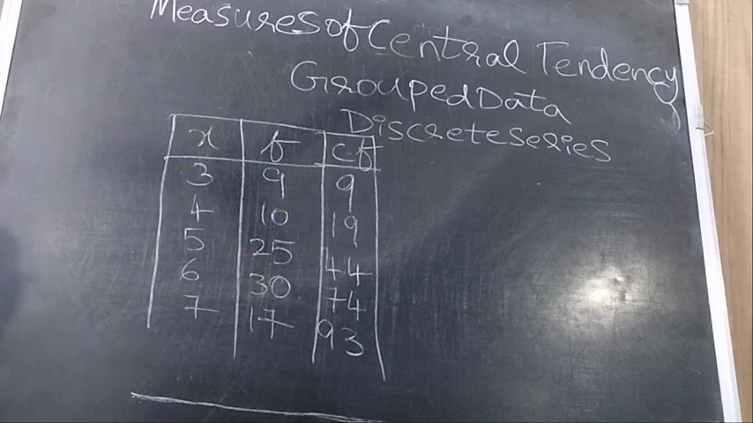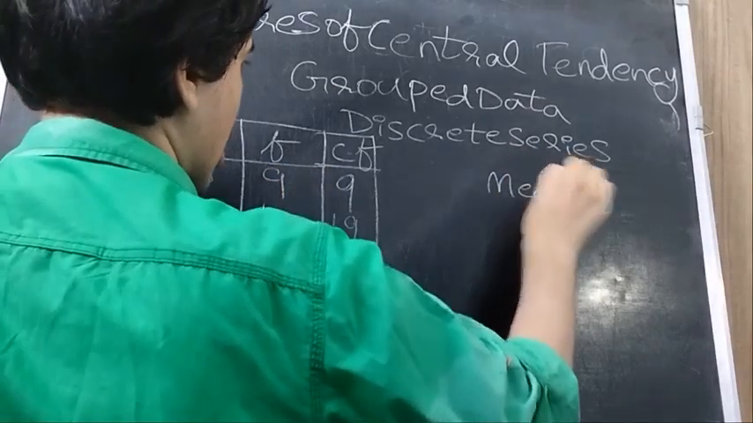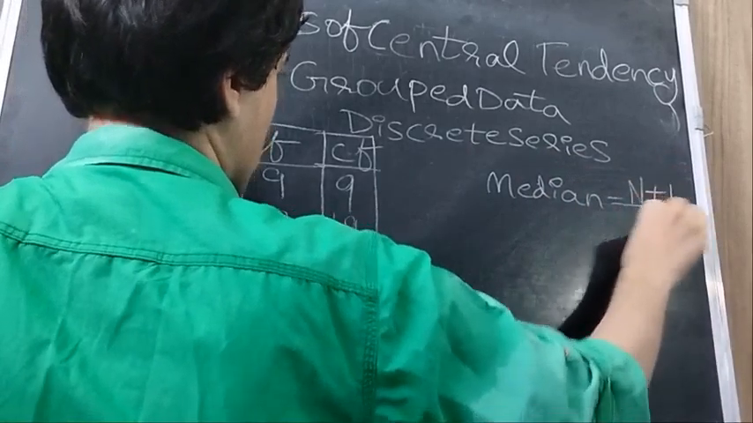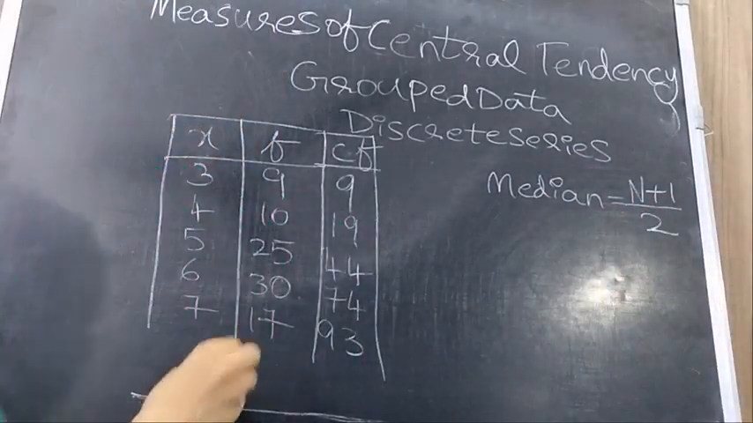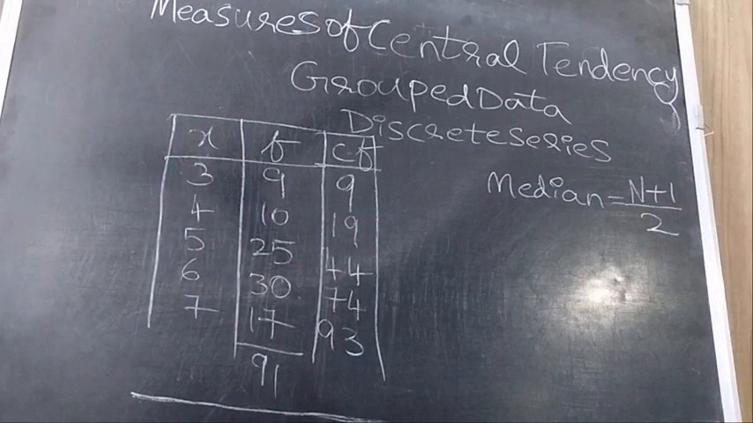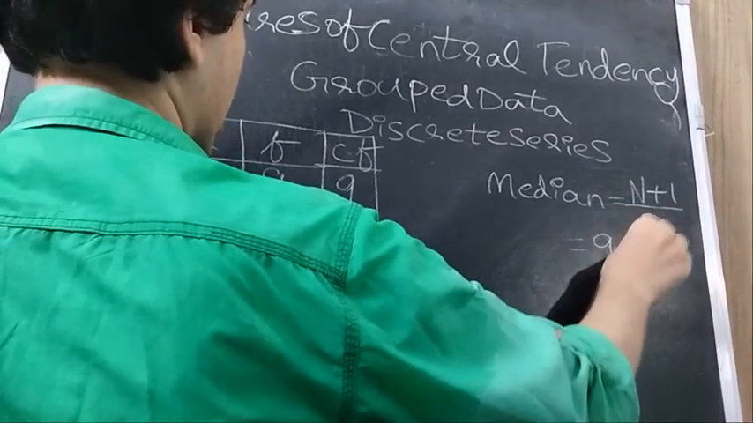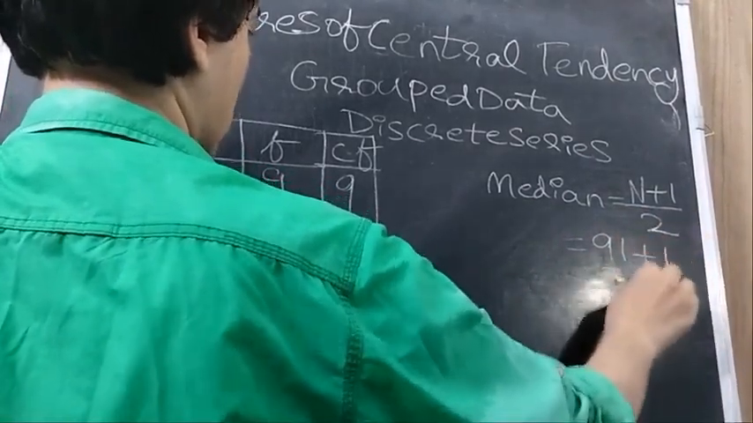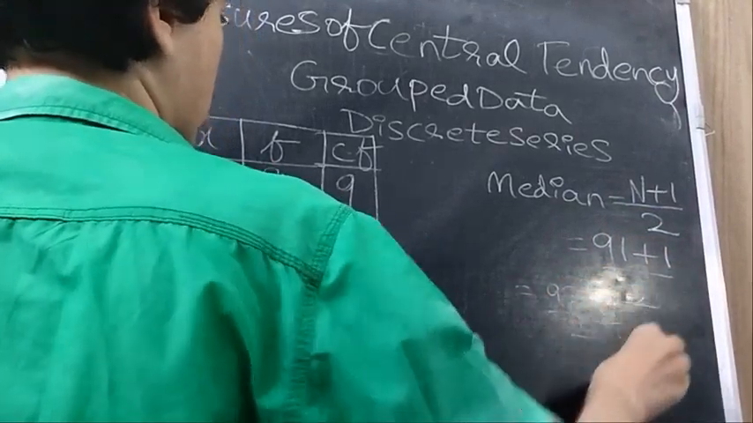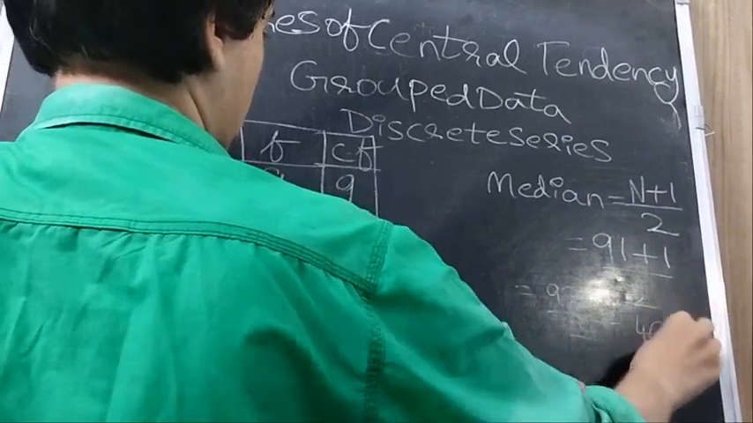After that, the formula is again median is n plus 1 by 2. How much is n here? Add all these terms. Here the n value is 91. So 91 plus 1 by 2, that is 92 by 2. How much will you get? That is the 46th term.